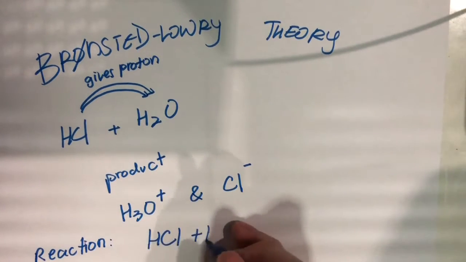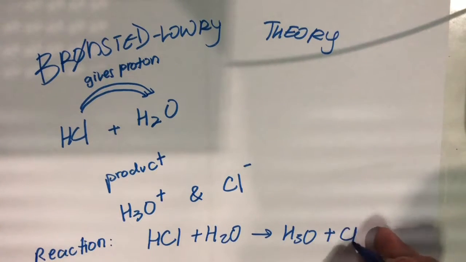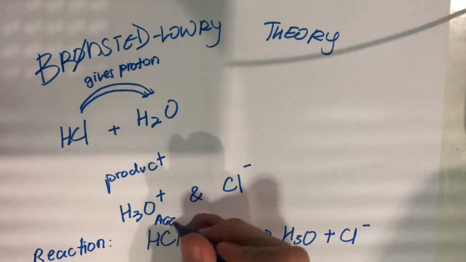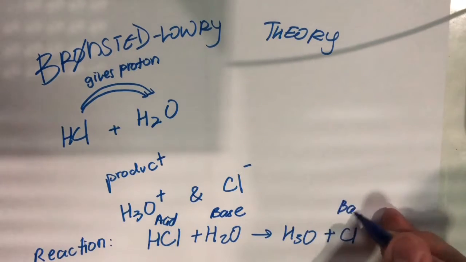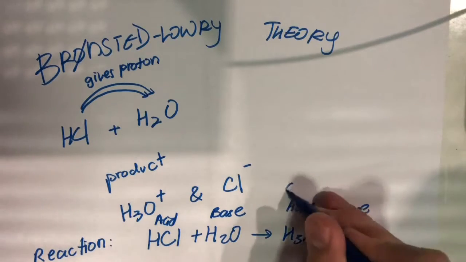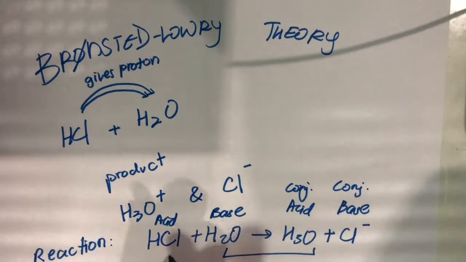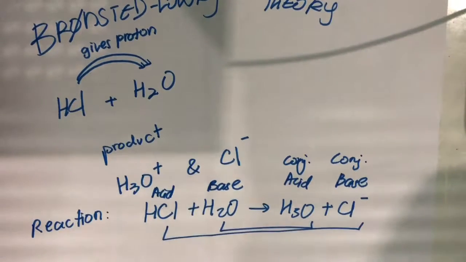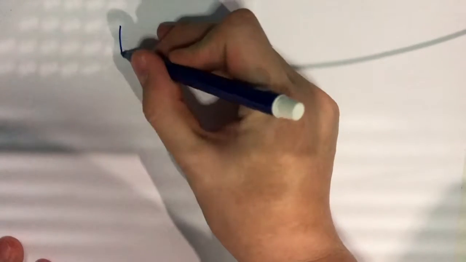Due to the donation and accepting of the proton, this reaction produces hydronium ions and chloride ions, where hydronium ions are the conjugate acid of water and chloride ions are the conjugate base of hydrochloric acid. Well, these two theories can describe well the definition of acids and bases. Now, let me explain about the pH scale.